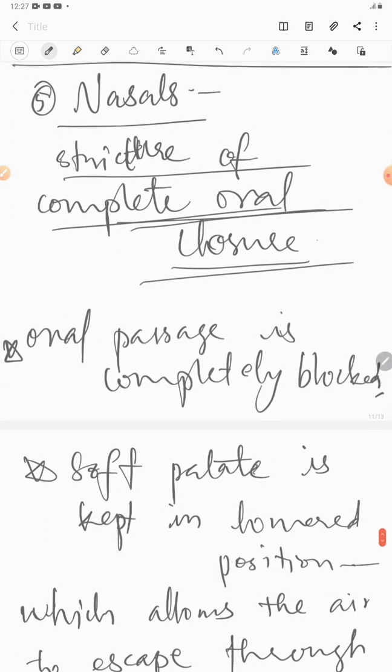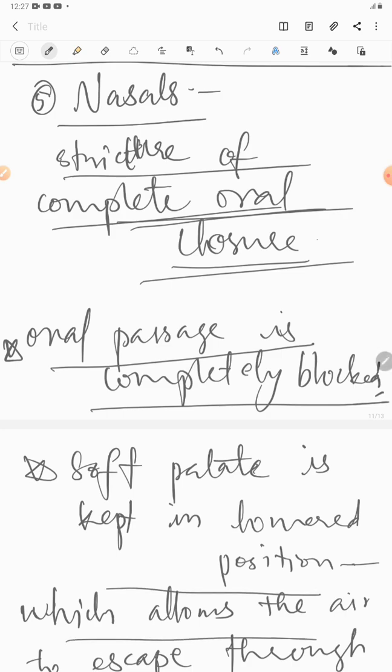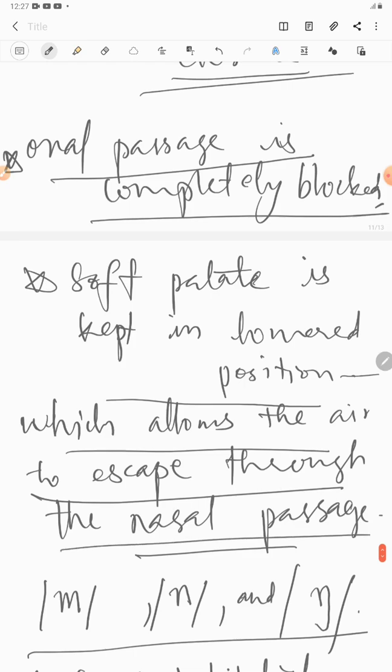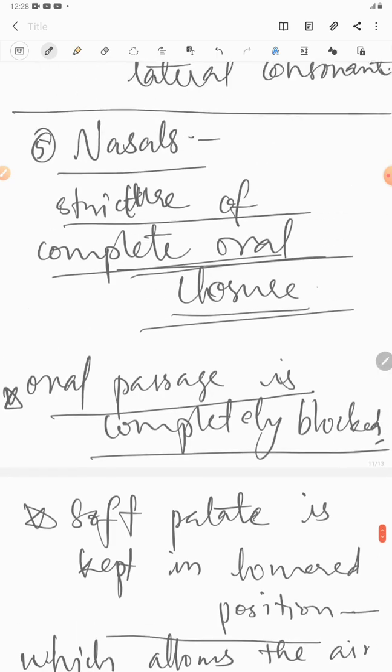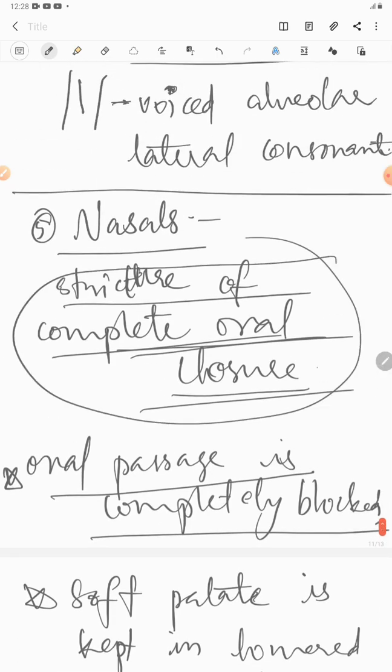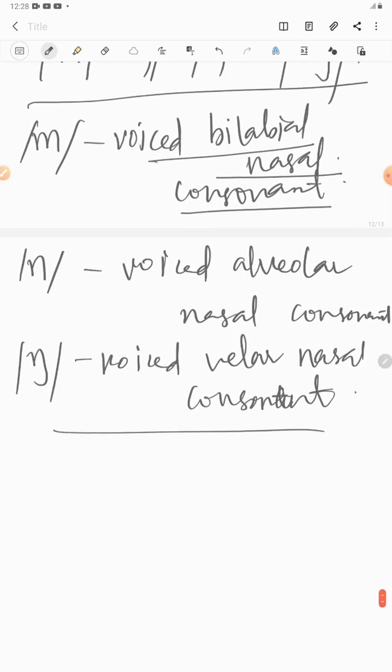And nasal, what are nasal consonants? Nasal consonants are those consonants in the production of which there is complete oral closure. The oral passage is completely blocked, and the soft palate is in its lowered position, which allows the air to escape through the nasal cavity or nasal passage. Nasals are produced with a stricture of complete oral closure, and m, n, and ng are the three nasal sounds in English. Okay, thank you.